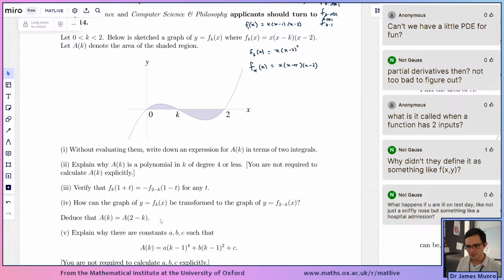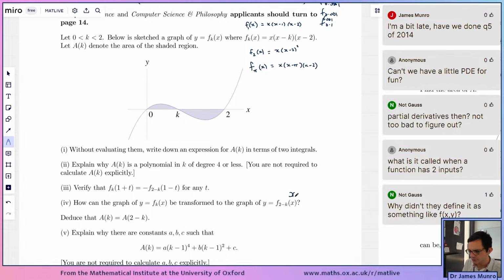Good, okay. Then there's a question about graph transformations to get from f_k(x) to f_{2 minus k}(x). And this is a little bit fiddly. Let's try and draw f of 2 minus k. So that would have roots. So again, I'm going to write out this definition, minus, and then I'm going to put a 2 minus k here. Up here I saw a k, that's the subscript, so I write down whatever the subscript is. 2 minus k, fine.